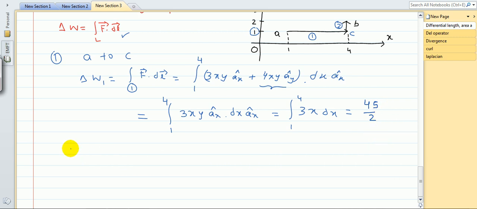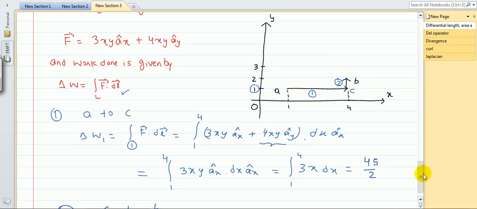Now I will do the second part, that is from C to B. From C to B you can see that only y is varying, and x is constant at the value 4. So we can use the value of x as 4, and the differential length here will be dy ay cap.